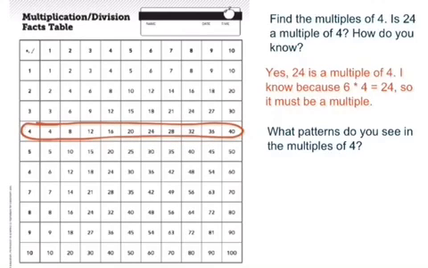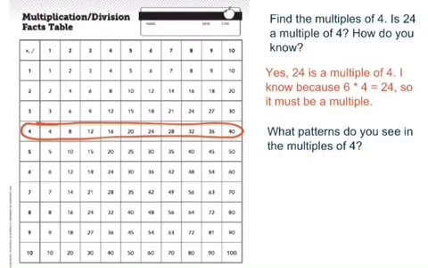Yes, 24 is a multiple of 4. I know because 6 times 4 equals 24, so it must be a multiple. I could have also said because 24 divided by 4 is 6, because division and multiplication are related to each other, right? They're the opposite operations. So I could have said that either way. Both of those are correct, and if I do that division problem, it evenly ends up with the answer, right?